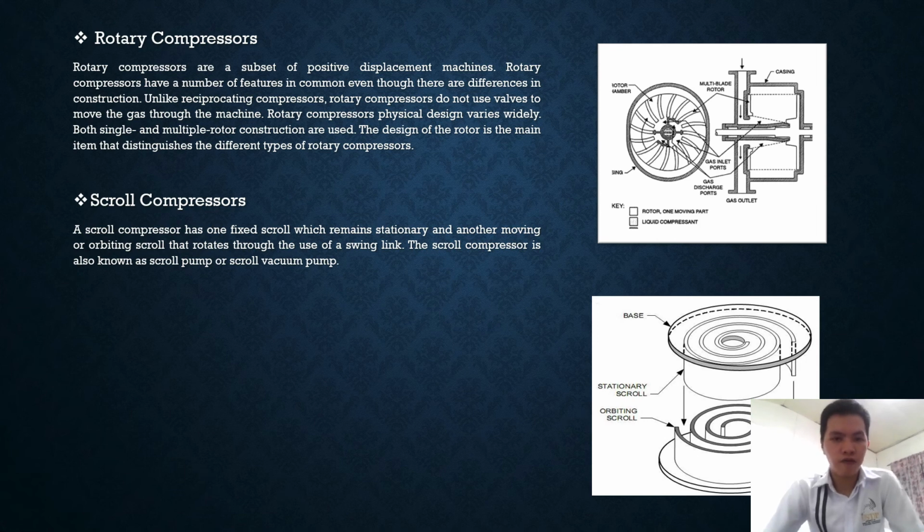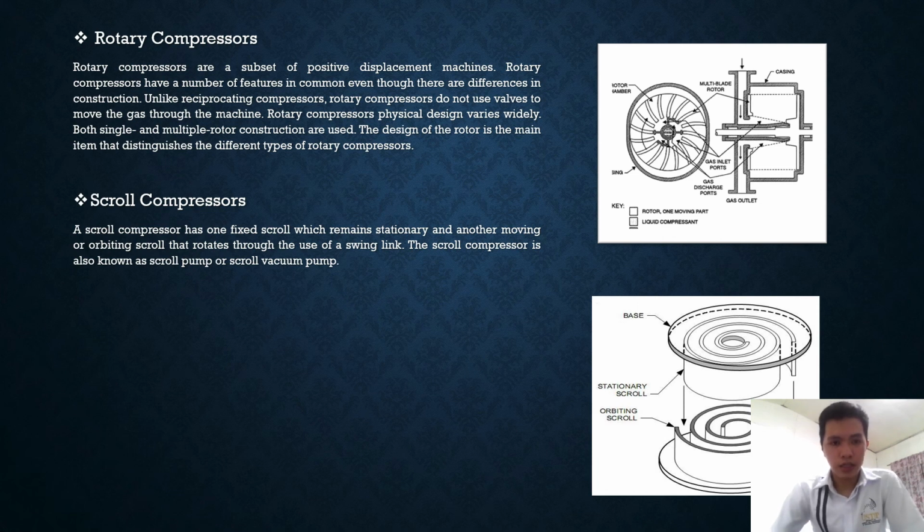Rotary compressors' physical design varies widely. Both single and multiple rotor constructions are used. The design of the rotor is the main item that distinguishes the different types of rotary compressors. When compared to a reciprocating compressor, rotary compressors are lighter in weight, experience less vibration, and do not require heavy foundations.